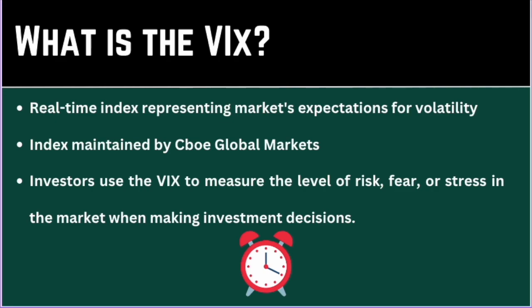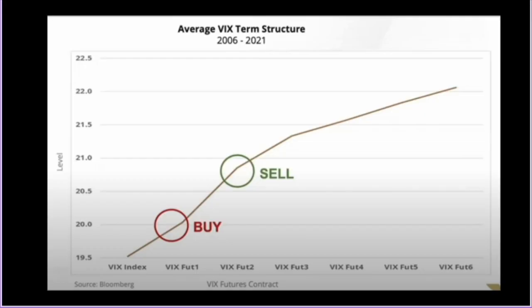Be sure to remember that as it's important. So the VIX index is maintained by the CBOE Global Markets, and investors use the VIX to measure the level of risk, fear, or stress in the market when making investment decisions. Okay, so what we're looking at here is the average VIX term structure from 2006 to 2021, and we can see that the long-term structure slopes up and to the right. So the further out in the future, the higher the price will be. So more sophisticated investors use this as a type of insurance. So when the market goes down, they're still able to profit with short positions in futures.